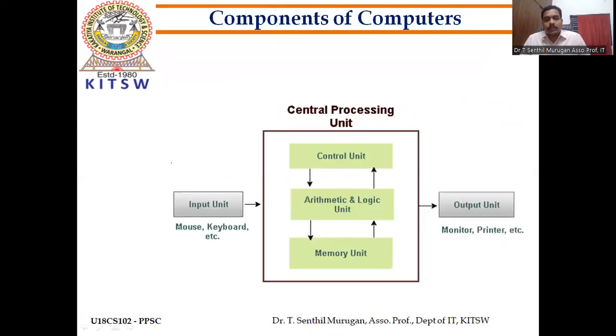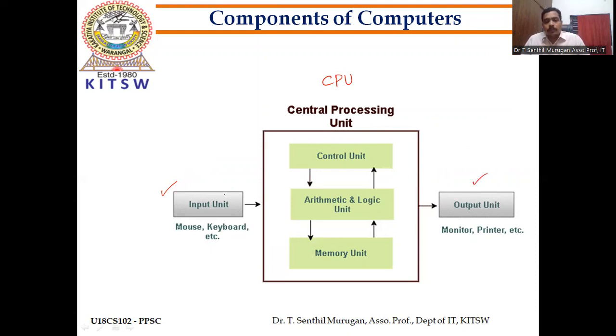This diagram represents the components of the computer. The computer has three main parts. One is the input unit. The second one is the central processing unit. We normally say CPU, that is central processing unit. The next one is the output unit.